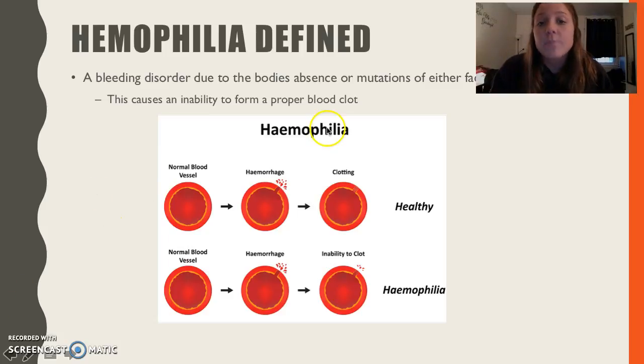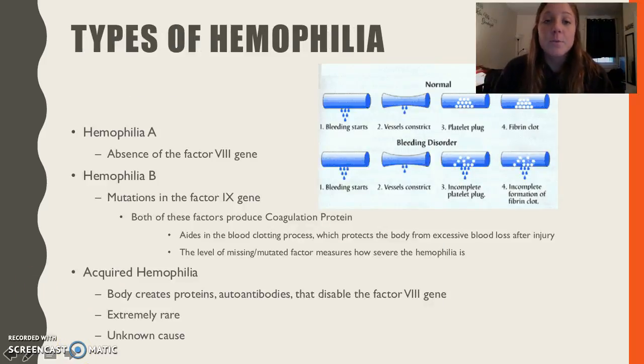As you can see here, a healthy individual forms a blood clot and the bleeding stops. An individual with hemophilia, the clot does not form and the bleeding does not stop. There are multiple types of hemophilia. There's hemophilia A, the most common, which is where there's an absence in the factor VIII gene. There's hemophilia B, which there's a mutation in the factor IX gene. Both of these factors produce coagulation proteins. These proteins aid in the blood clotting process, which, as I said before, protects the body from excessive blood loss during injury.